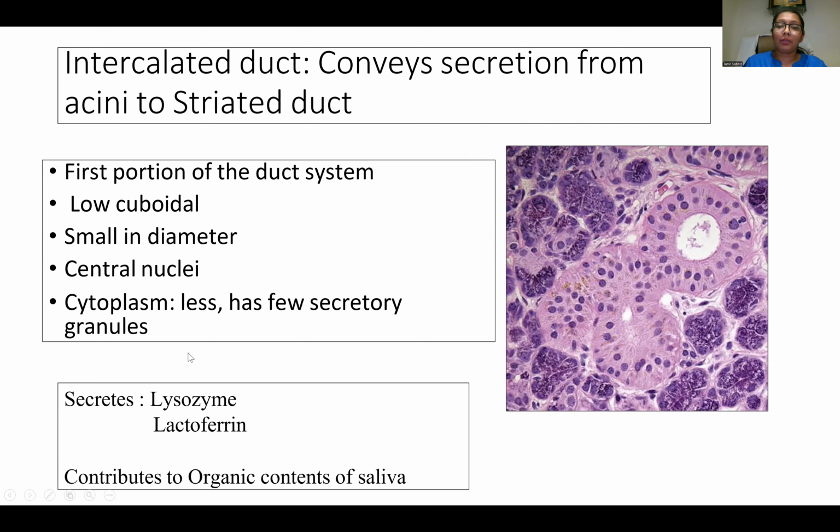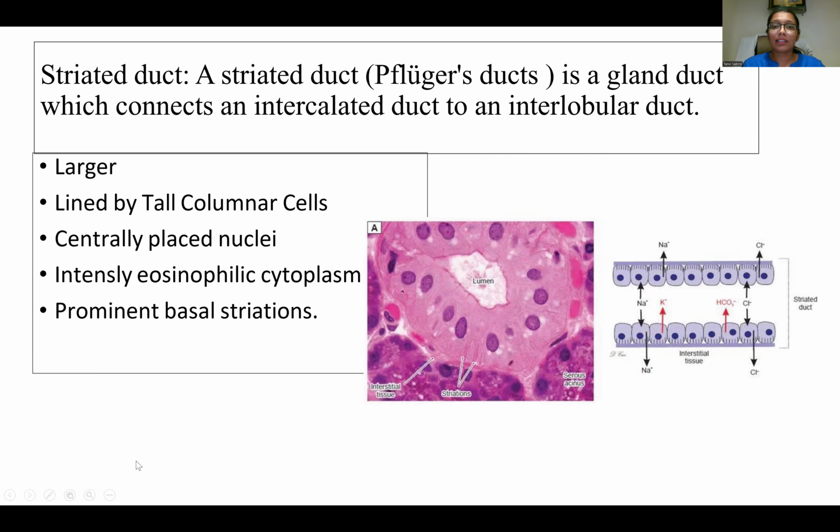As I told you, these ducts not only help in the passage of the saliva, but also help in the production and modulation of saliva. So these two enzymes are added to the saliva. Next is the striated duct. The intercalated duct and striated duct are the intralobular ducts. The excretory duct is an interlobular duct.